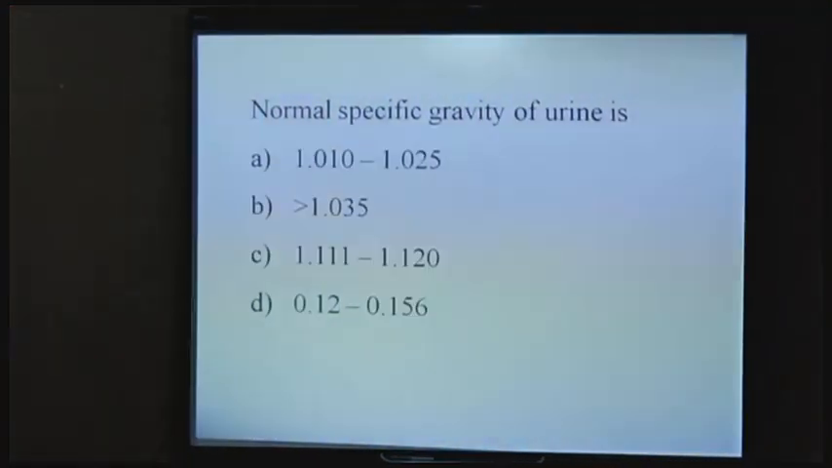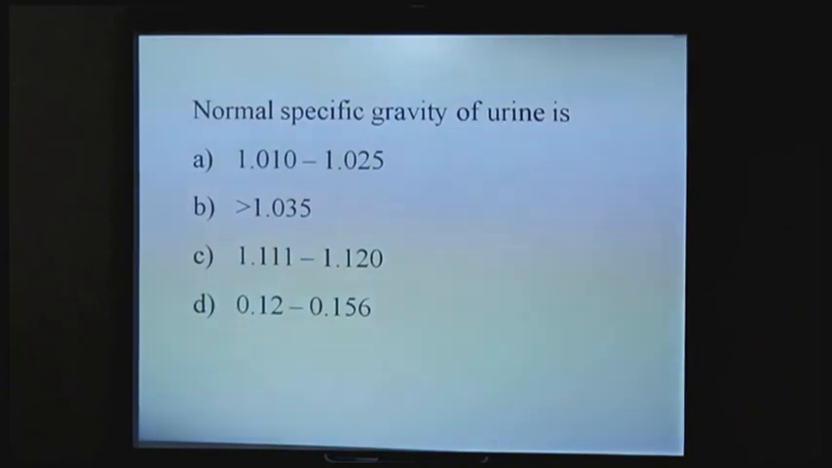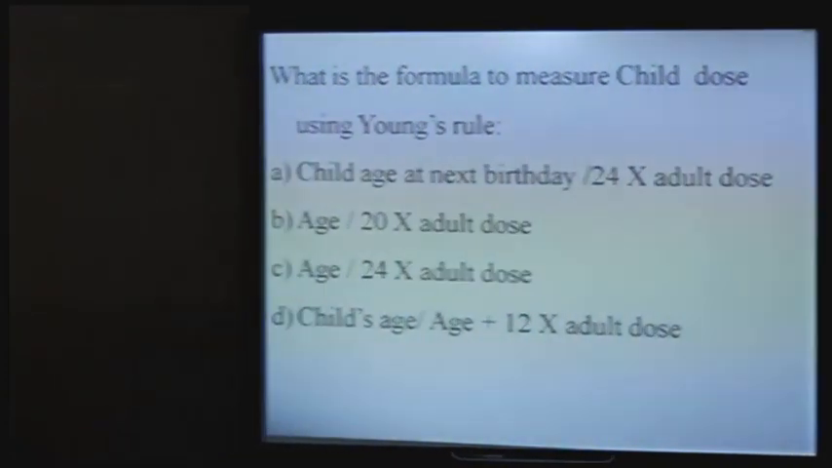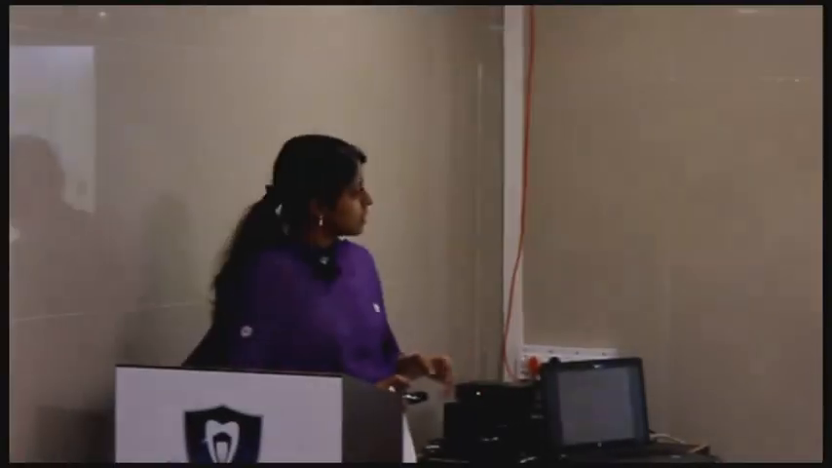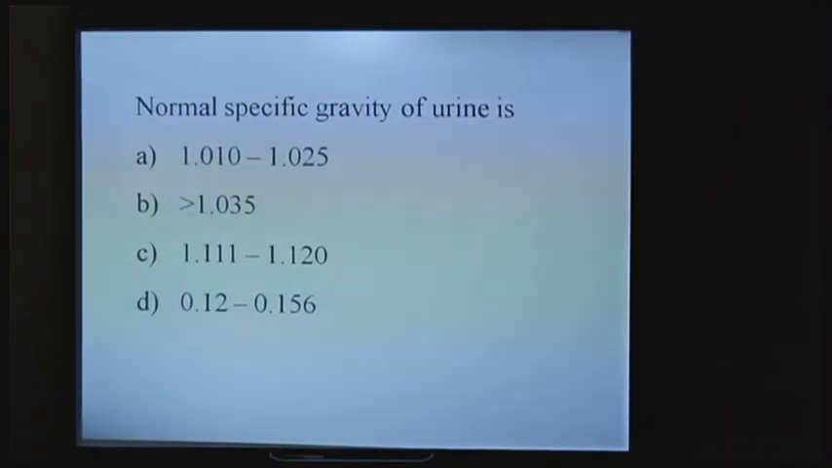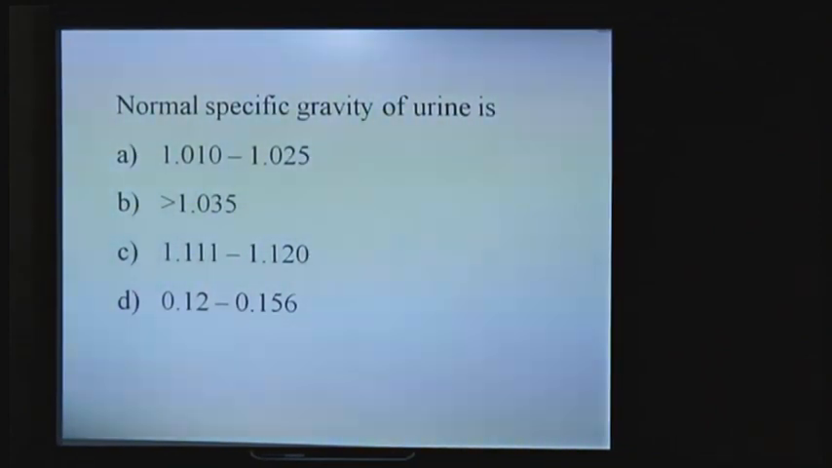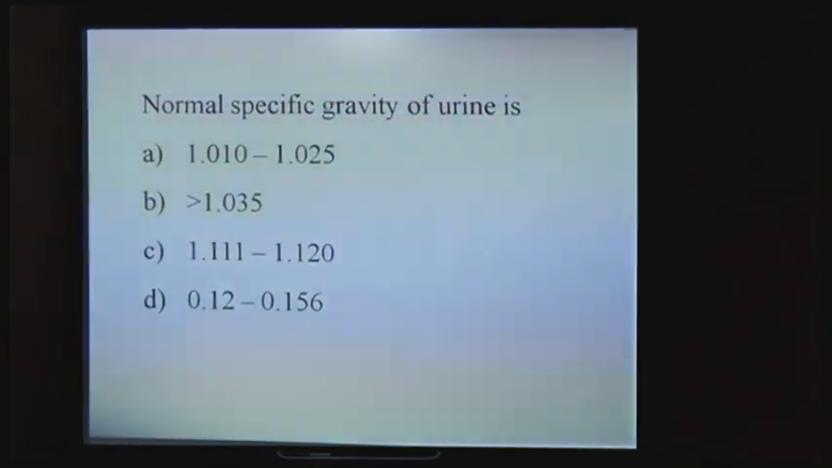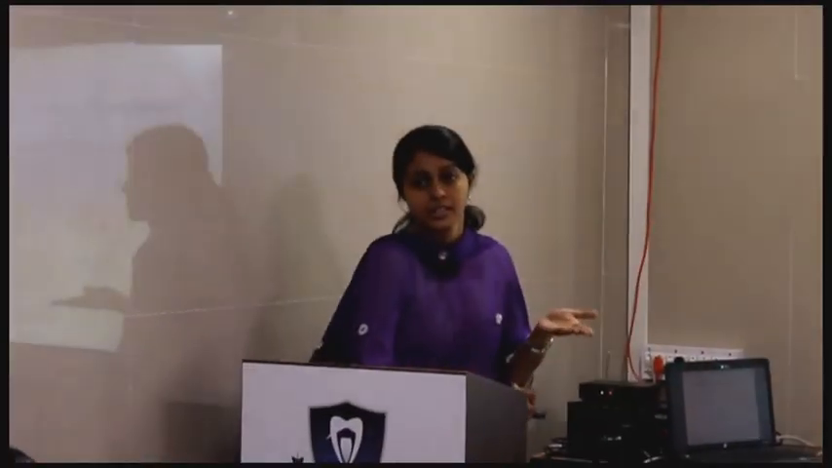Normal specific gravity of urine. The answer is A. If it is more than that, it is called hypersthenuria. If the specific gravity is less than the normal, it is hyposthenuria. When there is a lot of fluid accumulation, it gets diluted, then your specific gravity will go down. When there is dehydration rather than fluid accumulation, then your specific gravity will go high.